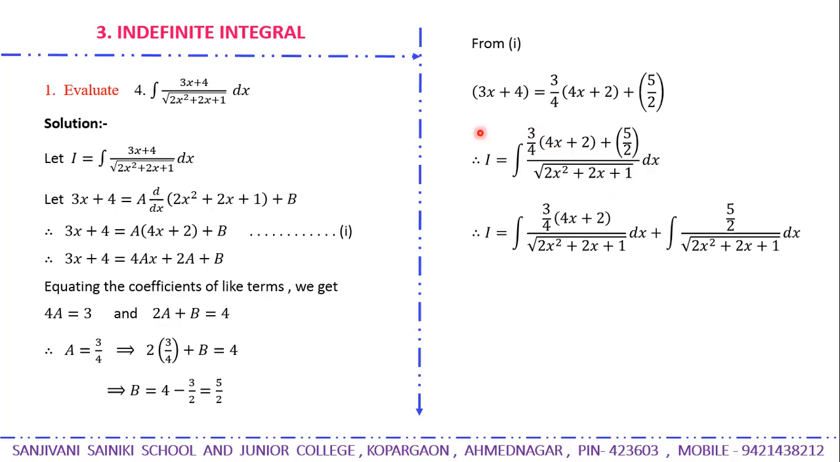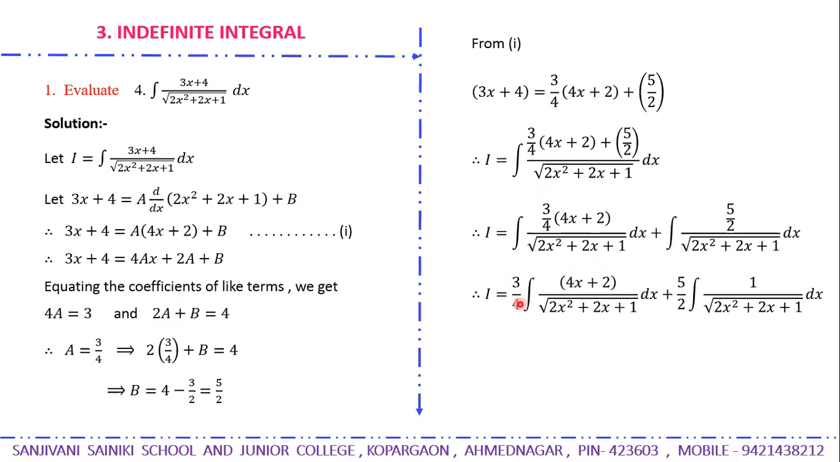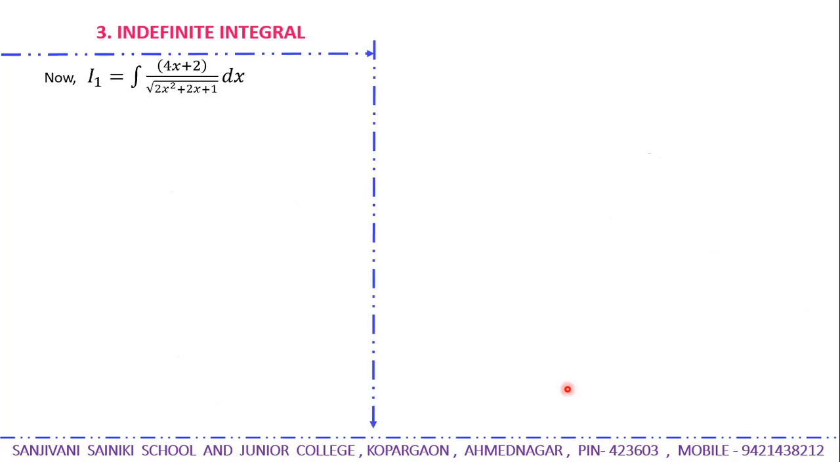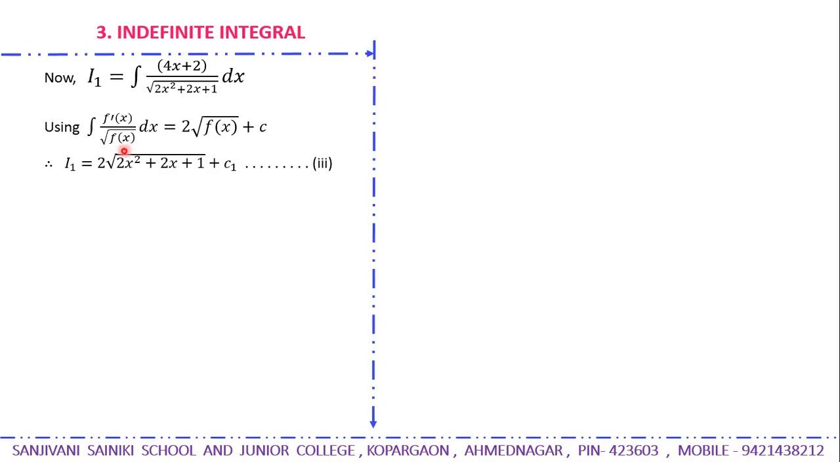Okay, so separately divide, you get 3 by 4 integration of (4x plus 2) upon root 2x square plus 2x plus 1, plus 5 upon 2 integration of 1 upon root 2x square plus 2x plus 1. So this is our I1 and this is I2. 3 by 4 I1 plus 5 by 2 I2, where I1 is this and I2 is this. So take I1 and integrate it using the formula: integral of f dash of x upon root f of x dx is 2 root f of x plus c. So 2 root 2x square plus 2x plus 1 plus c.